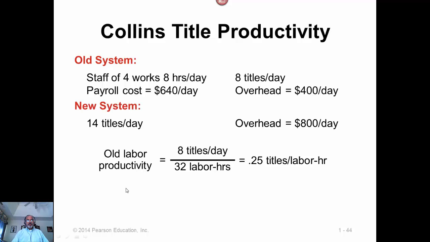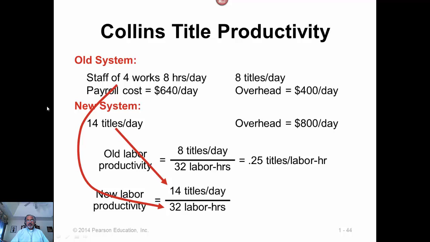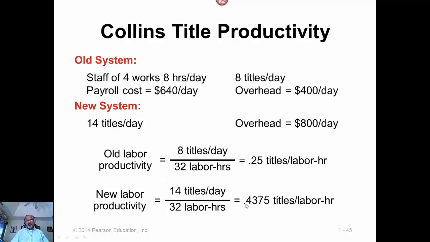Let's now assume that we have a new system in place and we are now able to produce 14 titles a day with the same workforce, but the overhead is now double. It's not 400 anymore, it is 800. We're still looking at labor productivity, so the new labor productivity is 14 titles divided by 32 hours, the same 4 workers 8 hours a day. So the labor productivity has increased by this amount.